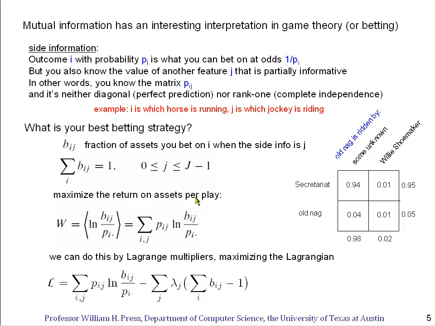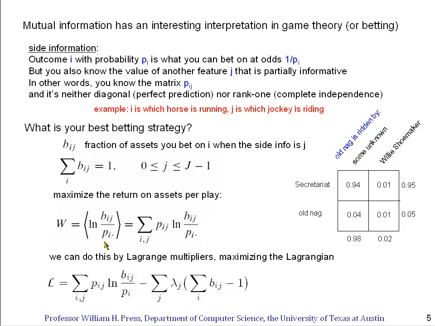And we want to maximize the return on our assets per play. Now, our total assets may just be any number, so what we really want to do is maximize the log of our return, because that would be the fractional increase of our assets depending on what the total amount is that we bet. So we want to maximize this quantity W, which is the expectation over basically everything. It's the expectation both of which horse wins and of which jockey is riding the horse, of how much we bet times the payoff on that bet.